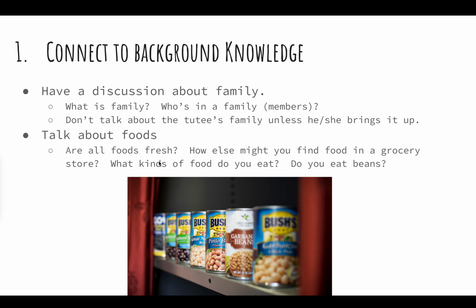For the film that we're going to discuss, the next part would be to talk about foods, because really the two main ideas are about family and food. So you could ask questions like, are all foods fresh? How else might you find food in a grocery store? Like how are these foods prepared? They're prepared in a can. You can find them frozen or in plastic bags, in the cooler section. What kinds of food do they eat?